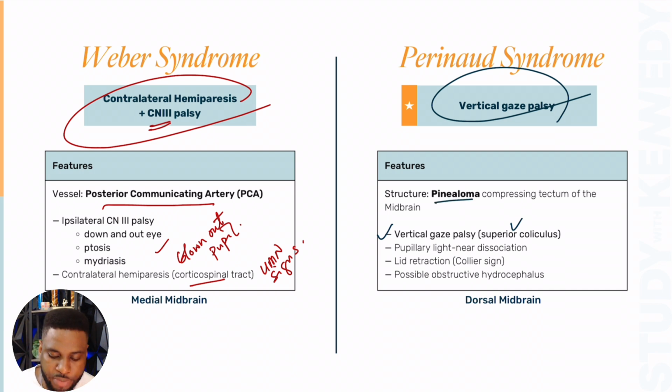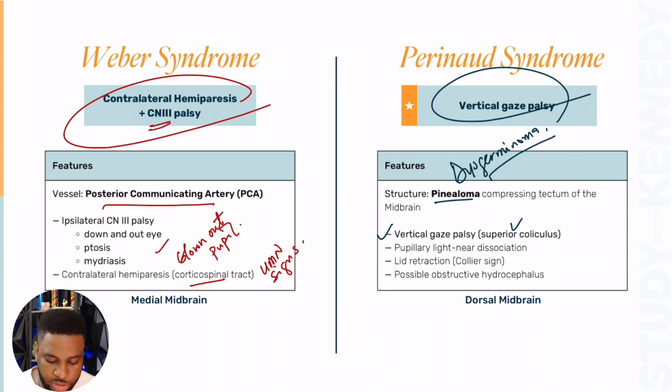So it's usually a pinealoma, and the most common type of pinealoma, if you're in MD pathway, you would have seen this in your neuro. What's the most common type of pinealoma that would be compressing the tectum of the midbrain? I hope you said it would be a dysgerminoma. It will be a dysgerminoma.